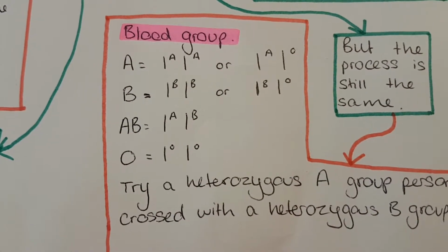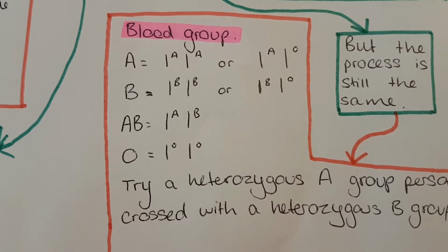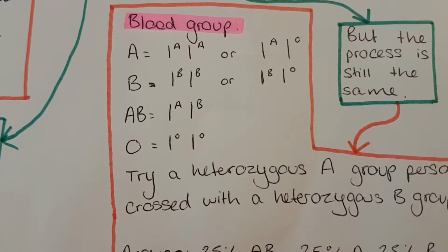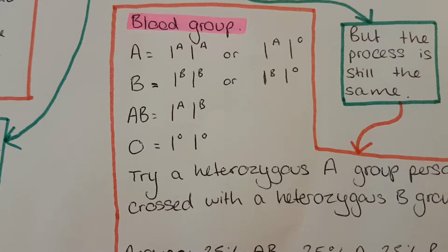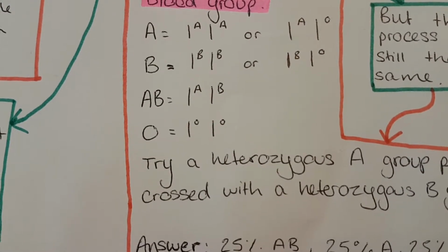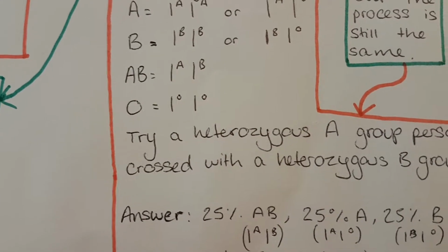Can you see how with A and B, if they're heterozygous, I^A I^O or I^B I^O, the I^O is recessive and isn't expressed, and only the dominant A and B is expressed. But when they're together, I^A I^B, you get AB, and then you only get O if you've got both the recessive alleles. So it's a bit rarer.